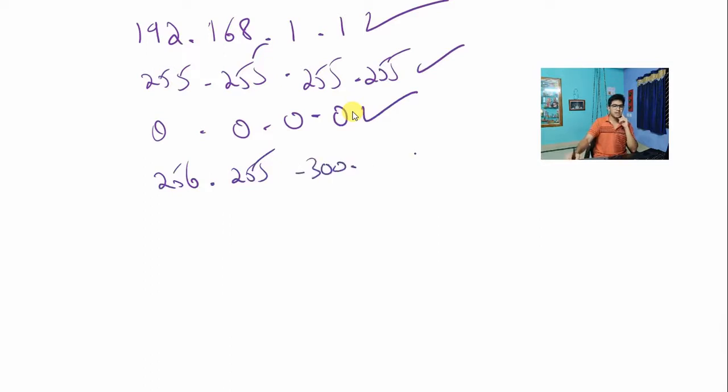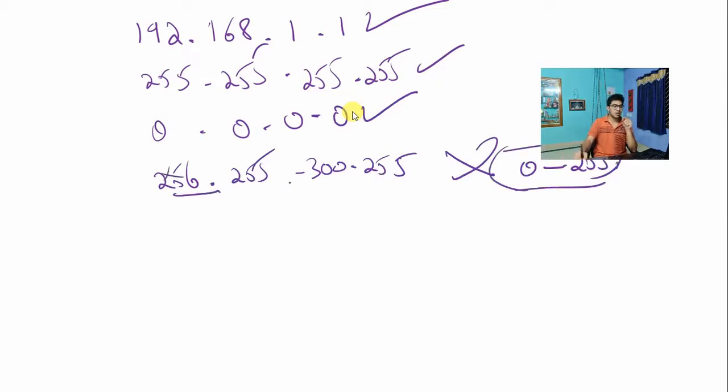Why? Because the range should be from 0 to 255 only. Okay, 0 to 255 should be the range. But can you see here 256? Yes, it is wrong. 300, it is wrong. Okay, so this is not a valid IP address.